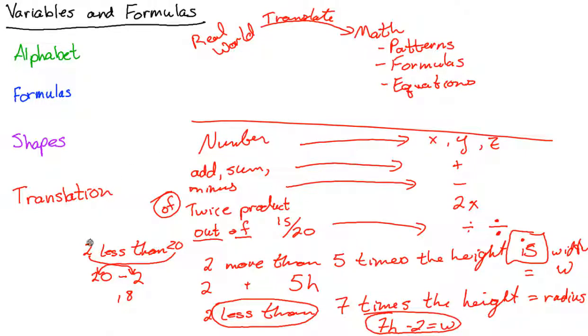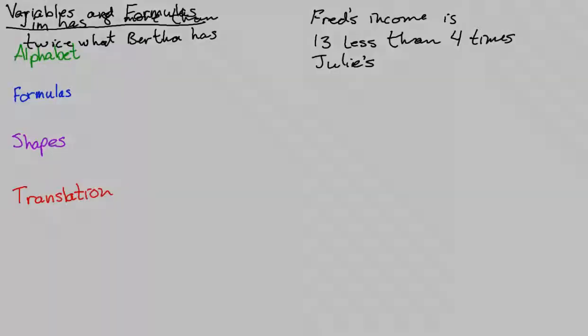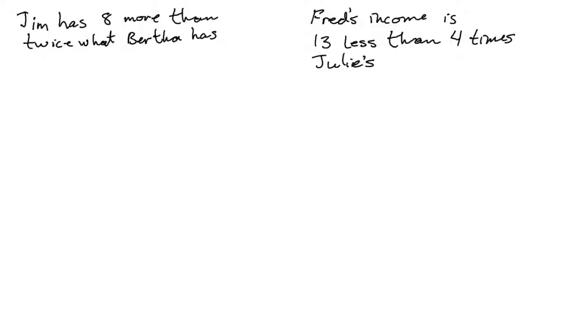All right, let's give you a chance to do some on your own. And one more time, pause the video, look at these problems, try to do them, and then press play when you're ready to go again. It says Jim has, that's going to be an equal sign, 8 more than, we can just use a plus sign there, twice, which is 2, what Bertha has, so we'll make that a B. So Jim's equals 8 more than twice Bertha's.